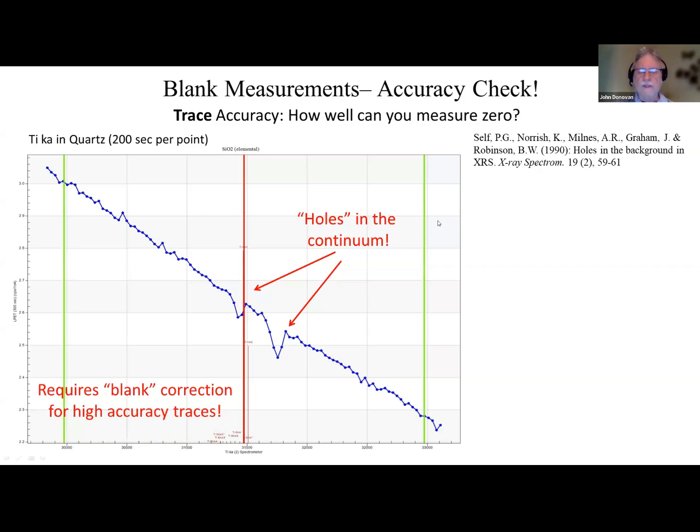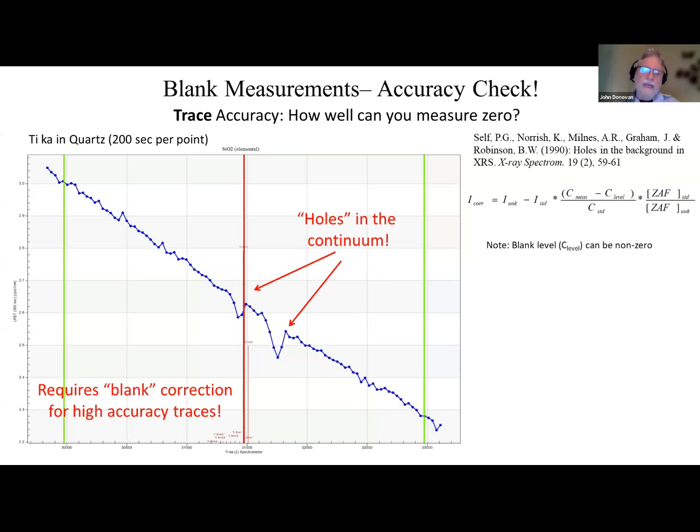You really need to think about these kinds of things because these things can show up not just from a spectrometer artifact, but from a sample artifact. The gold M alpha line measurement in pyrite is a classic example of a sample absorption. So by measuring zero, you can determine if there are problems either in your spectrometer, which in this case is a secondary Bragg diffraction, or if it's in your sample.